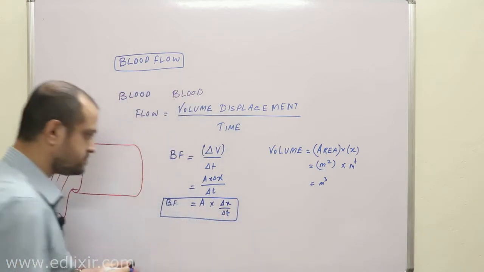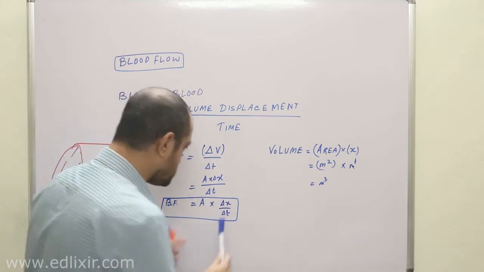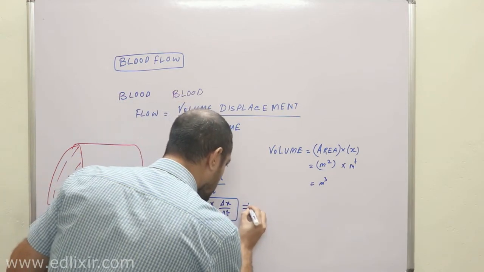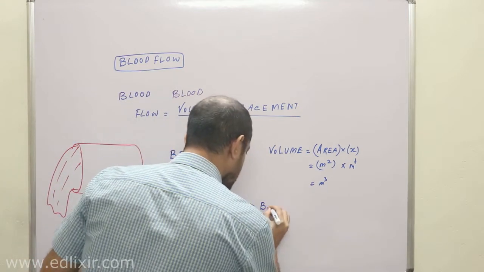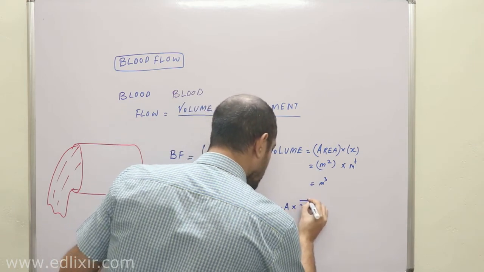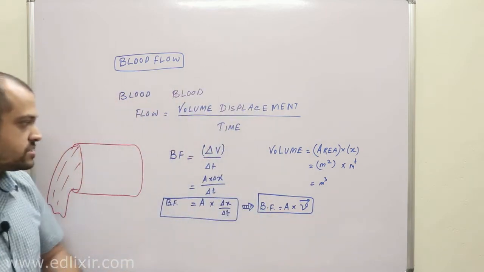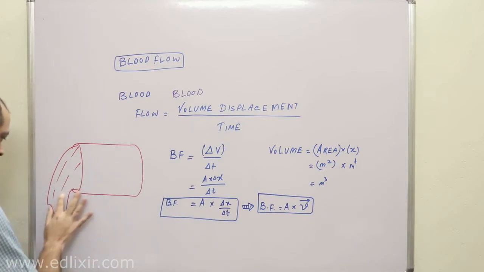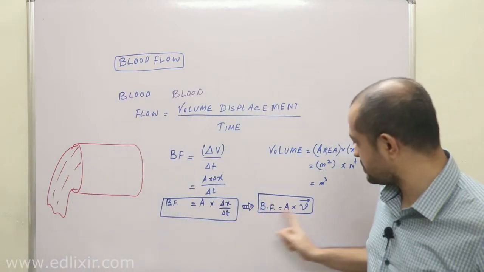Now what is this delta x by t? This delta x by t is actually displacement per unit time. That is velocity. That means here you can now write this equation as blood flow is equal to area into V. Now why is this velocity important? This is the velocity with which blood is coming out of this blood vessel. We will be talking about the importance of this V, don't worry.